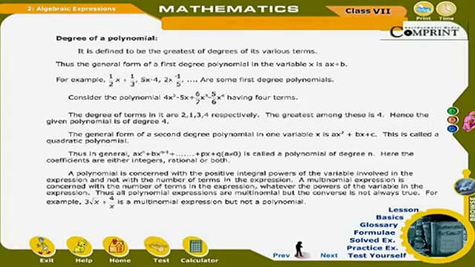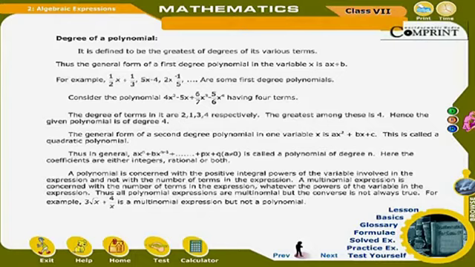Thus, in general, ax to the power n plus bx to the power n minus 1 plus up to px plus q, where a is not equal to 0, is called a polynomial of degree n. Here, the coefficients are either integers, rational, or both. A polynomial is concerned with the positive integral powers of the variable involved in the expression and not with the number of terms in the expression.